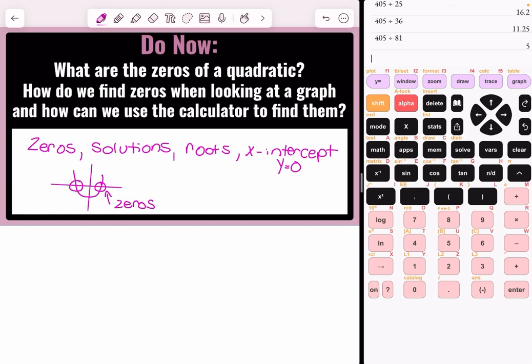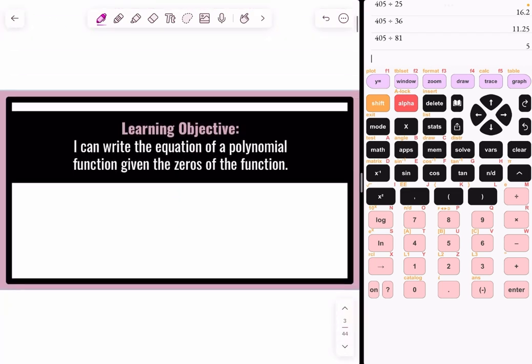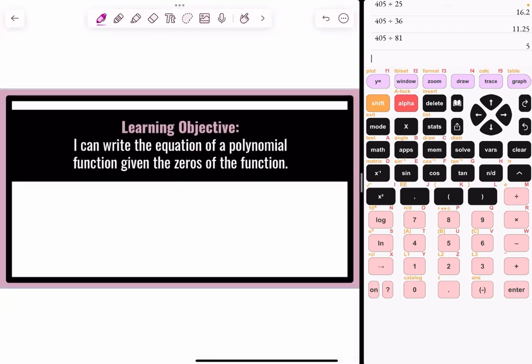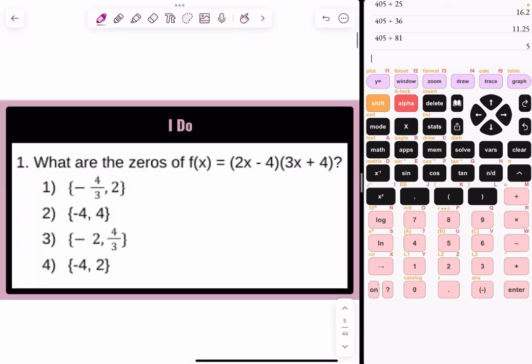And how can we use our calculator to find them? We have the zero key on the calculator. We graph it, and then we look for the zero key. We look for the left and the right of it, the left bound and the right bound, and then it will tell us what the zeros are. We could also just look at the table and see when y equals 0. So today, we are going to learn how to write the equation of a polynomial function given the zeros of the function.